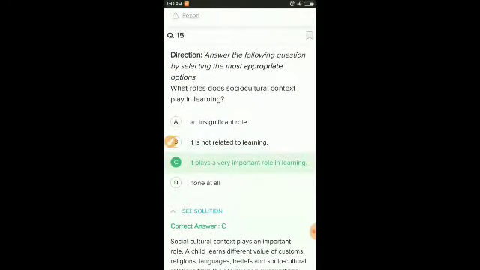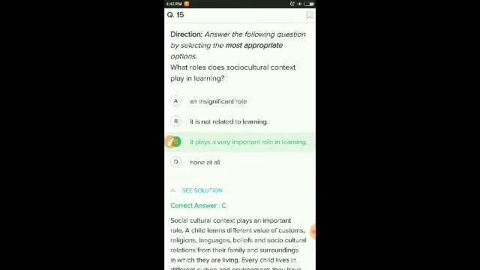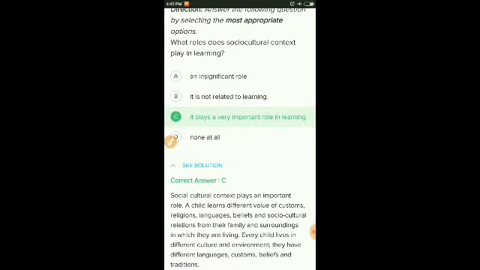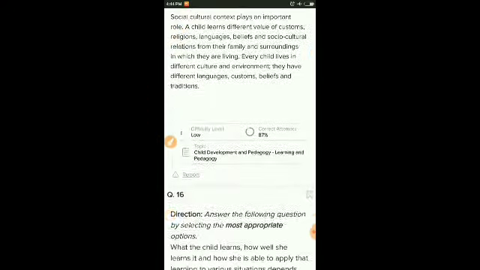Question number 15. What role does socio-cultural context play in learning? So the socio-cultural context means the society, the cultural things, everything. What role does it play in learning? So number C is the correct answer. It plays a very important role in learning. The society, the culture, it gives a very severe impact on the mind of the children. So it plays a very important role in learning.